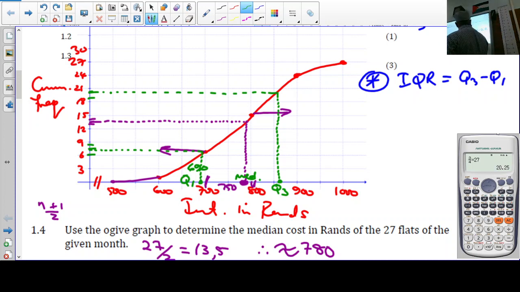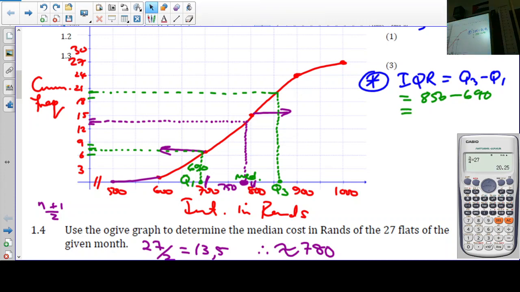So Q3 is 860 minus 690 approximately. That is going to give you 800, and what did we decide on?